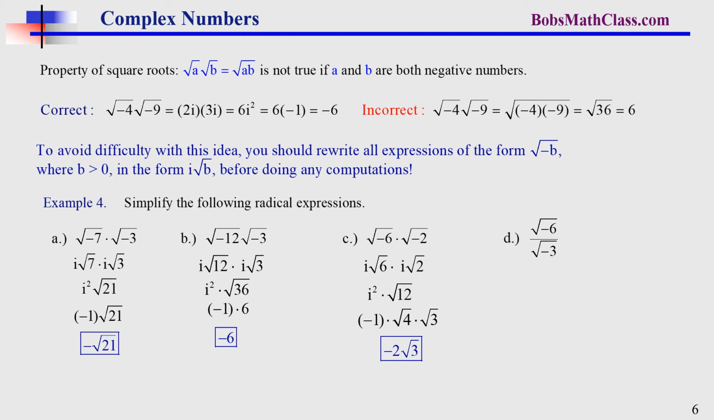Okay, one more to go. Put the i in front of each of them. Now we can cancel out the i's. If there's an i on top and an i on the bottom, just like a variable, you could cancel out those i's. So then we're just left with the square root of 6 over the square root of 3. Now you have a couple options. You could rationalize it by multiplying the top and bottom by square root of 3. Or you could just put it together as one fraction and then reduce it. That's probably the easiest. So our answer is square root 2.